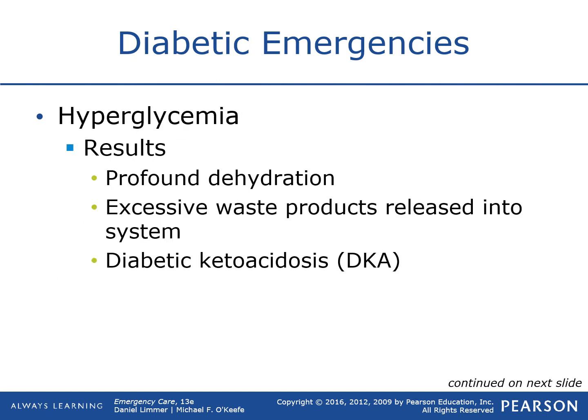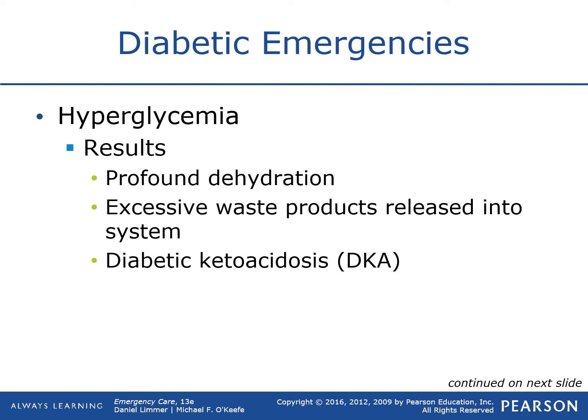So when someone is hyperglycemic, they start to become very dehydrated. That's because, like we said, glucose attracts water, and when it hits the kidneys, it's going to have so much water hit the kidneys that the kidneys want to put it out. So if you excrete so much water, you're going to become dehydrated very quickly. You're also going to have excessive waste products released into your body system because your cells are not operating the way that they should, because they're not getting the glucose into their cells to operate properly.